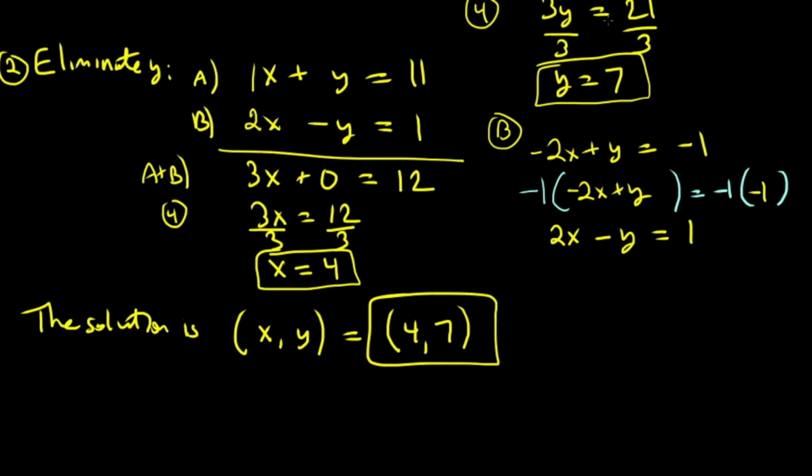It's not x equals 4, y equals 7. It's the ordered pair 4, 7, right? 4 comma 7. So this is supposed to be a comma here.